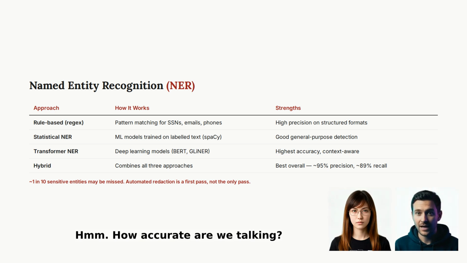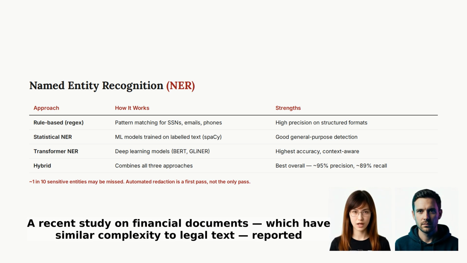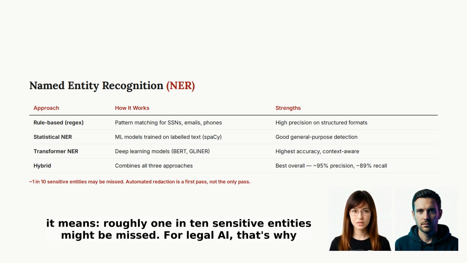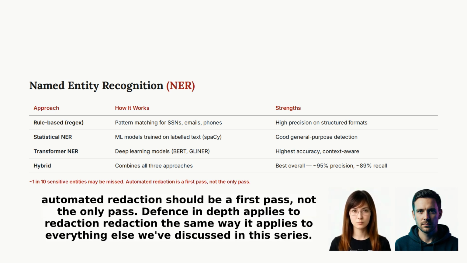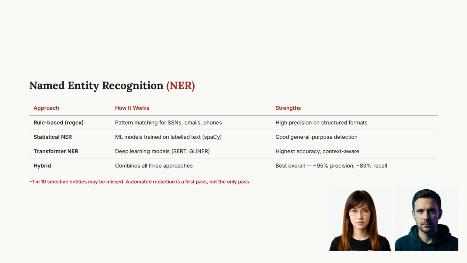How accurate are we talking? A recent study on financial documents, which have similar complexity to legal text, reported a hybrid approach achieving about 95% precision and 89% recall. That's good, but notice what it means. Roughly 1 in 10 sensitive entities might be missed. For legal AI, that's why automated redaction should be a first pass, not the only pass. Defense in depth applies to redaction the same way it applies to everything else we've discussed in this series.